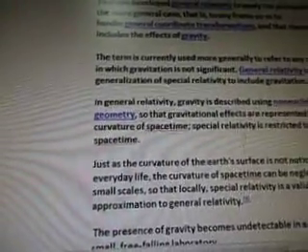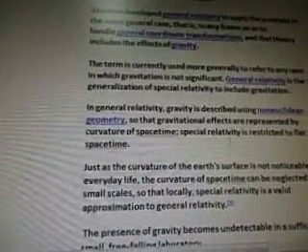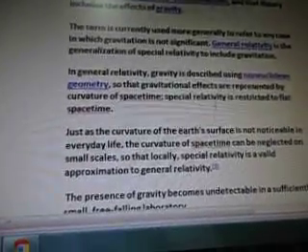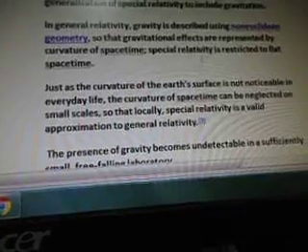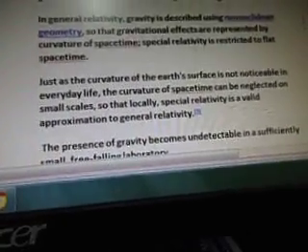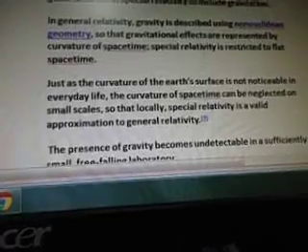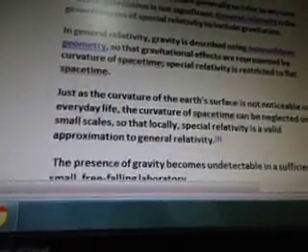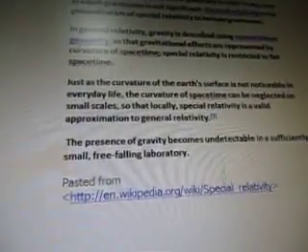So that would tie in with the end of the world thing, December 21st, 2012. That could be one of the catastrophes. It's talking about flooding happening on the Earth. So, in general relativity, gravity is described using non-Euclidean geometry so that the gravitational effects are represented. Just as the curvature of the Earth's surface is not noticeable in everyday life, that's why they used to think the Earth was flat, and they found out it was round afterwards. The curvature of spacetime can be neglected on small scales so that locally special relativity is a valid approximation to general relativity. The presence of gravity becomes undetectable in a sufficiently small free-falling laboratory.